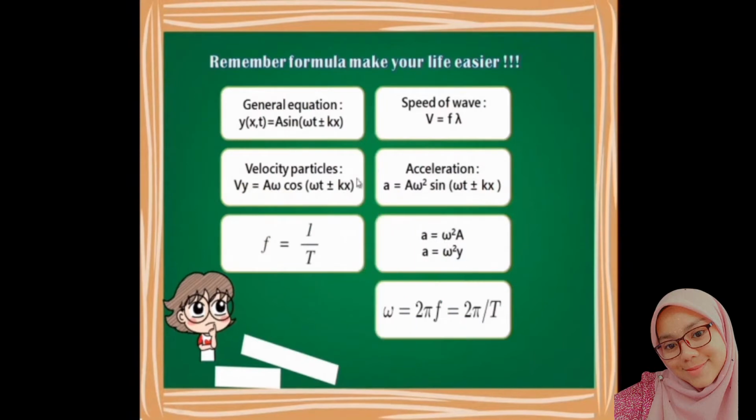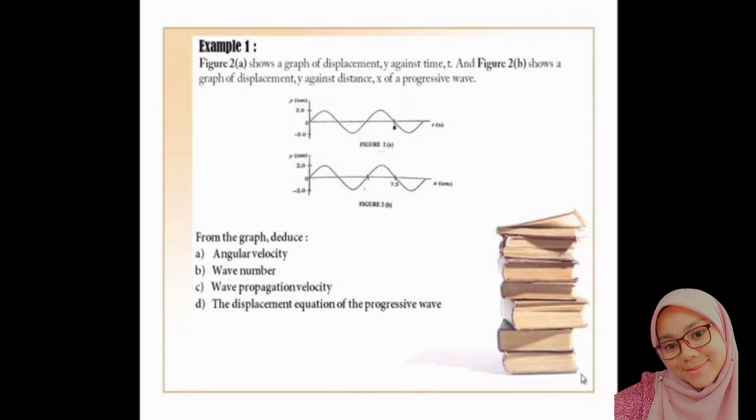Next, okay, this is all the formula that we will use in this topic. So the general equation is y is defined, and this is the formula for speed, this is formula for velocity particles, and this is formula for acceleration. The velocity particles and the speed of the wave is different, okay, remember that. And then this is the formula that we will use to find frequency, and this is the maximum acceleration, and this is omega. Omega, you can find it if the question asks you.